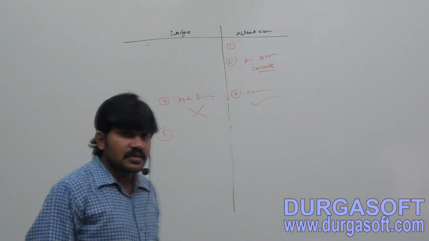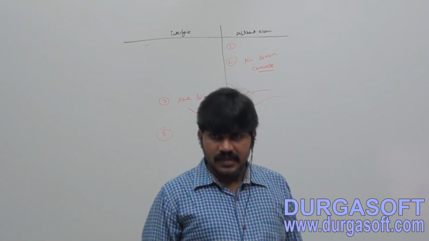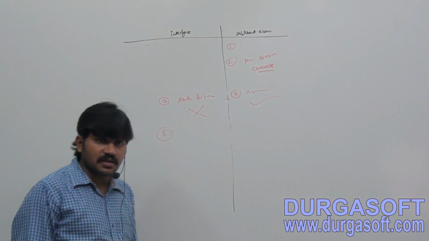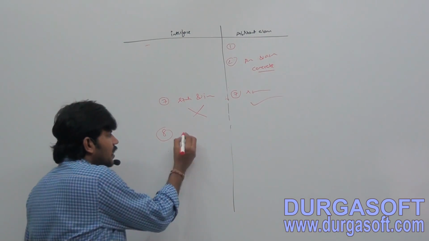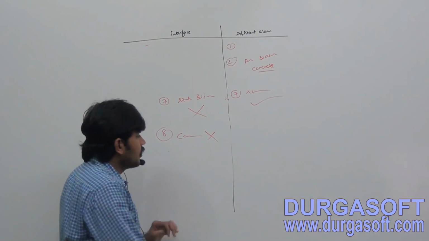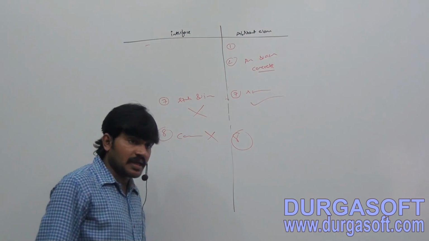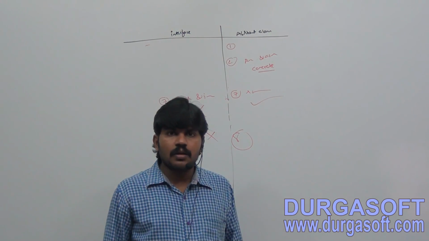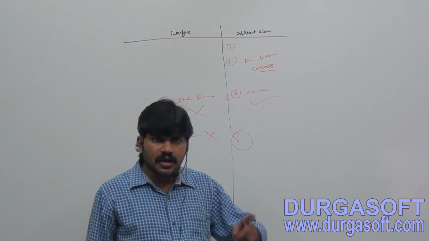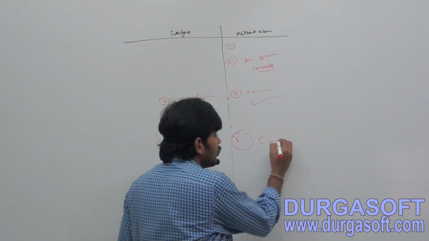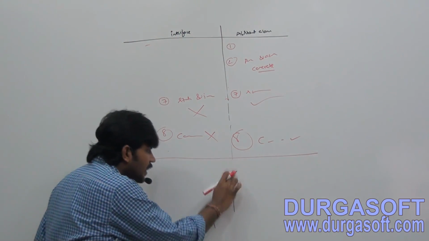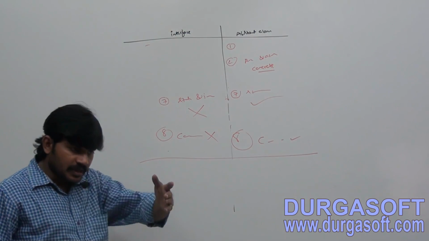Inside interface, can I take a constructor? No such rule. Constructor concept is not applicable. But inside an abstract class, can I take a constructor? Yes or no? Happily we can take a constructor inside an abstract class. No problem at all. What is the need? I will explain. Not required to worry at this point.